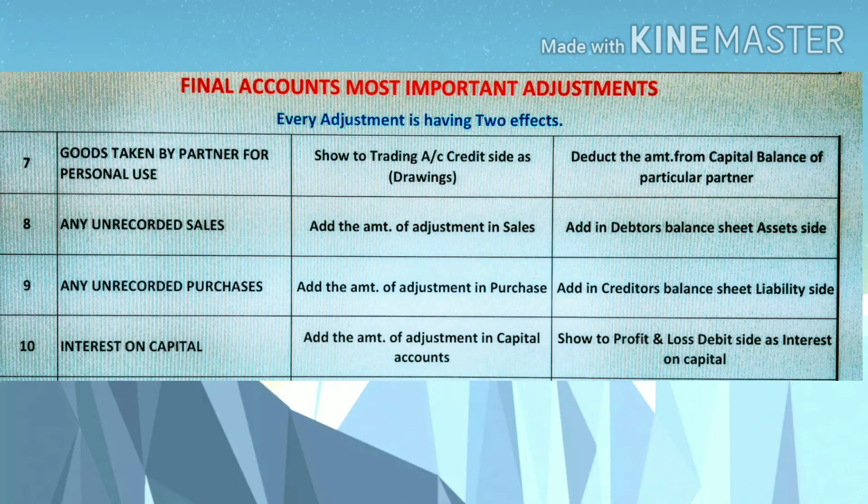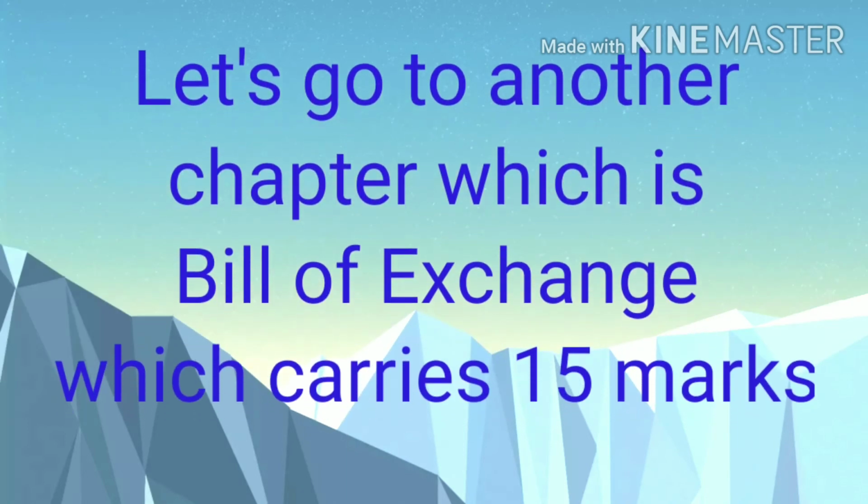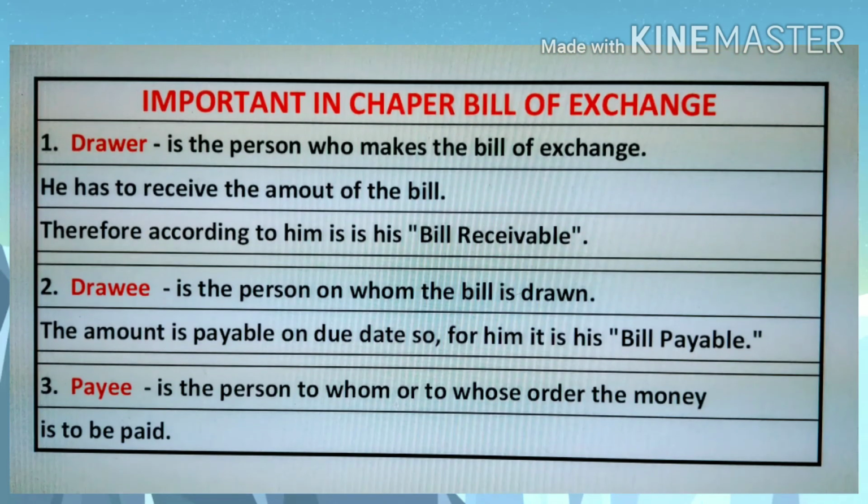Now let us see another chapter which carries 15 marks equally, that is bill of exchange. In question number 1, you are asked to draft the bill of exchange format, which carries 5 marks, and one more question is asked in the paper which carries 10 marks. Let's see both one by one. An important thing to remember, students, to solve both questions is that you should be able to identify the drawer, drawee and payee if they are involved in the question.